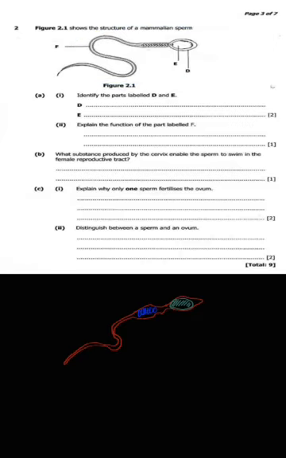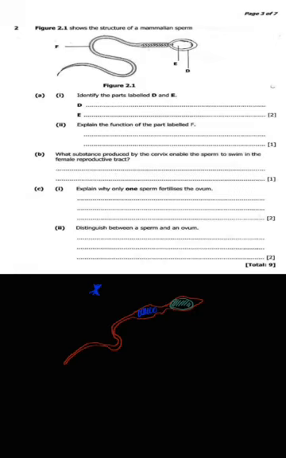Now, the questions. Part A1 says, identify the parts labeled D and E. So we want to know the parts D and E. Before we can answer this question, let's first of all learn something about the structure of sperm. With me here, I have drawn another structure, not a perfect one, but it's going to help us do the work. So this is also a structure of the sperm.